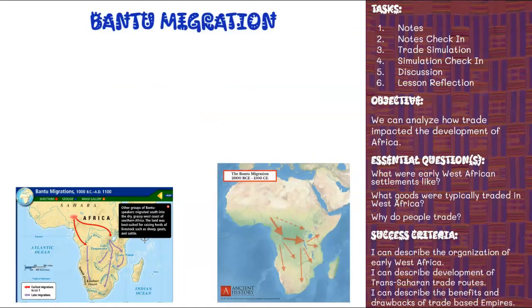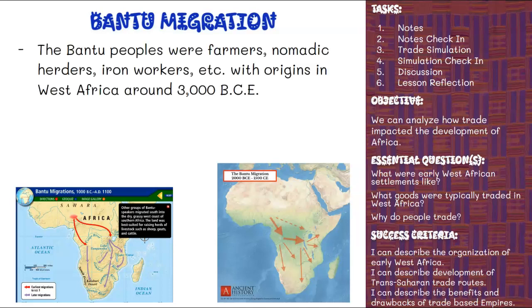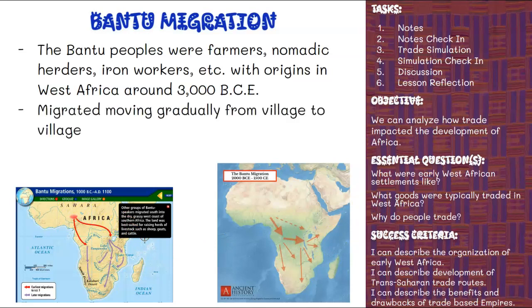There's one particular family group that went village to village that becomes very important in the history of Africa, and that's the Bantu. The Bantu people were farmers, nomadic herders, iron workers, and really they just had any job available. They started in this location right here, the little red dot, in West Africa and moved southward around 3000 BCE. So we went way back in time.